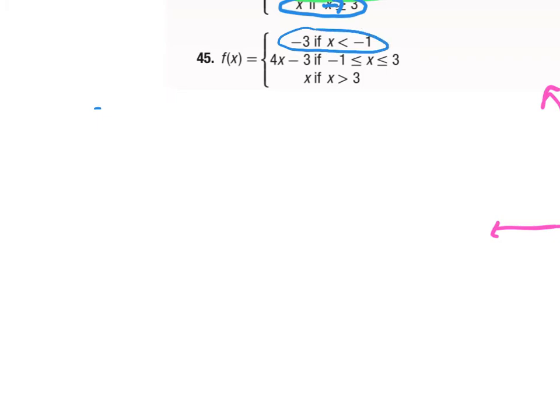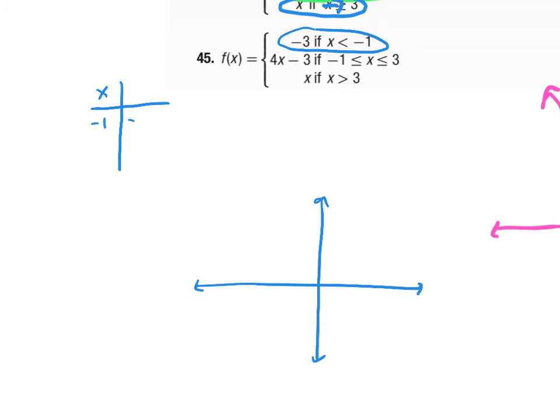-3 if x is less than -1. So what are we plugging in here? -1, perfect. What do we get when we plug in -1? -3. Perfect. So our point would be what? -1, -3. Do we have an open circle or closed circle here? So an open circle. So we're going to go to the left 1 and down 3 and an open circle.